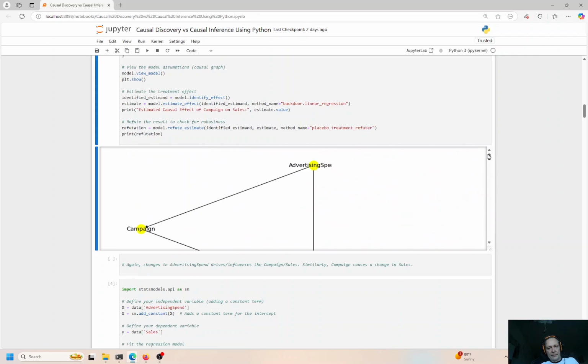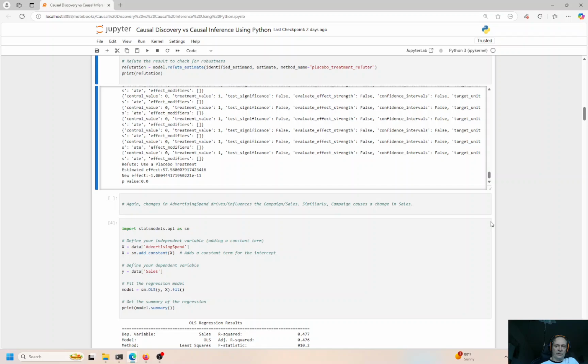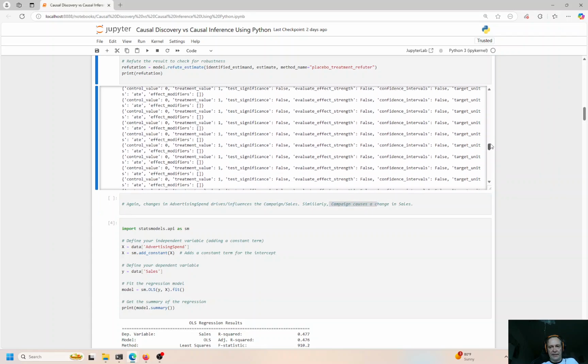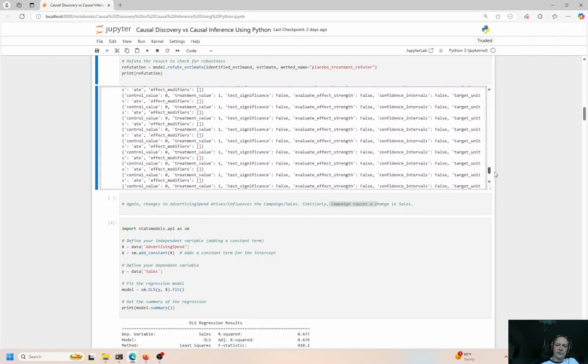We have the plot. So we know that there is a relationship, and we can tell which variables are affecting which, right? That's the causation right there. So it's pretty cool, right? Again, the changes in advertising spend drive or influence the campaign and sales, and similarly, campaign causes changes in sales, right? As you change a campaign, you have different types of campaigns, and sales are going to fluctuate up and down.